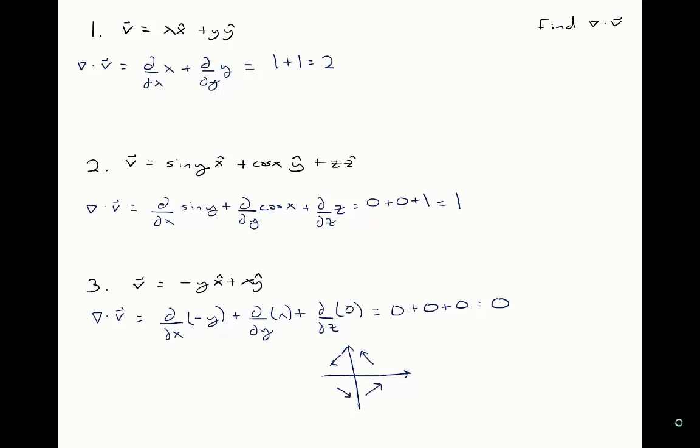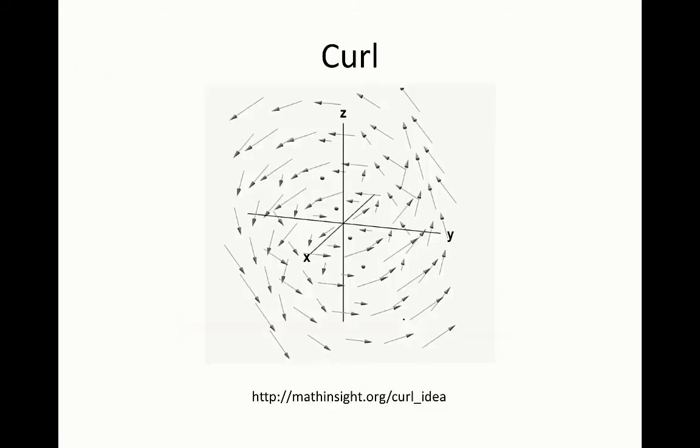Lastly, we're going to talk about curl. So we saw in our last example here that the divergence was 0 because it's not spreading out, but we do see that it's swirling around, and curl is what's going to help us measure that. Curl is another quantity related to derivatives for vector fields. This one is a measure of how much the field is swirling around. So that's what this picture here is supposed to be showing you.